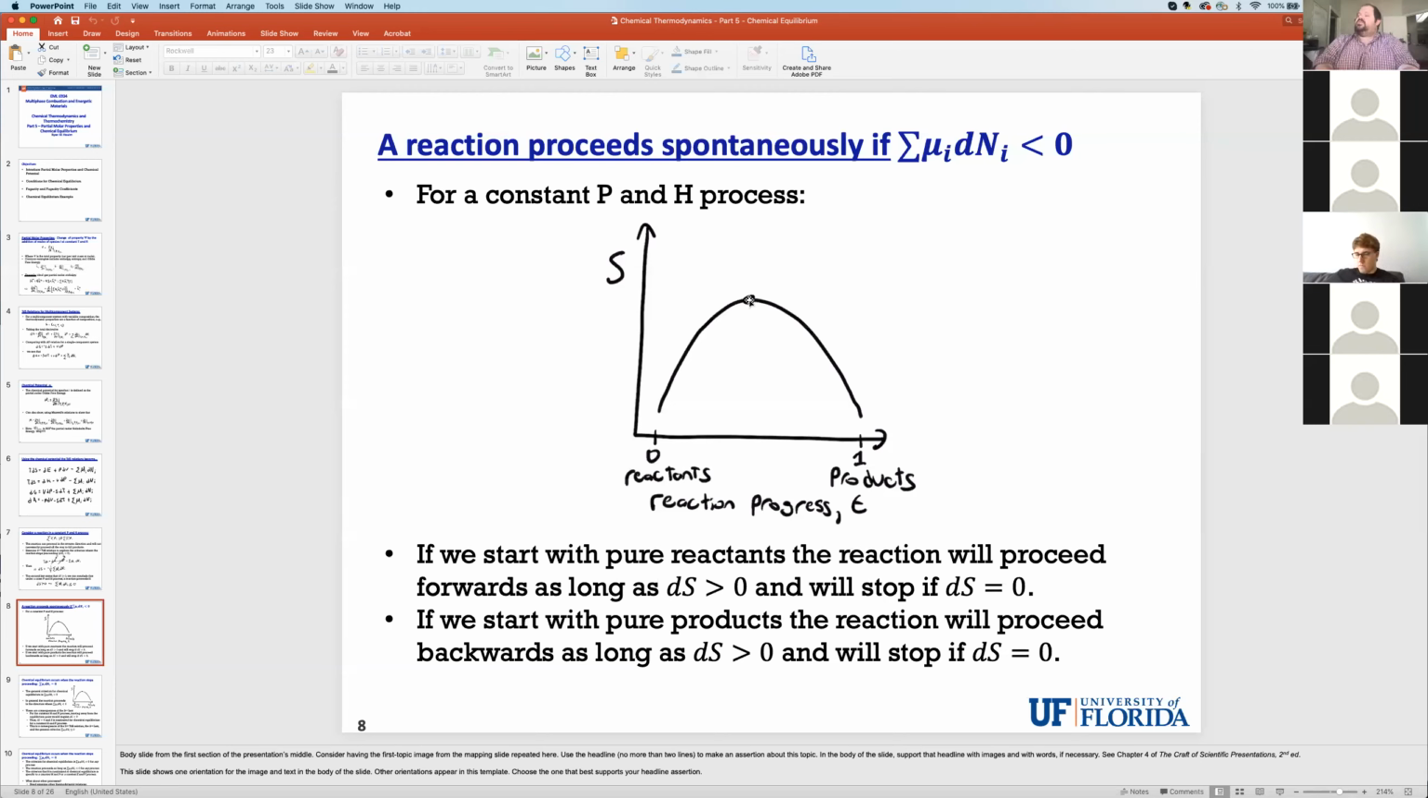So even if you start at pure products, the chemical reaction runs backwards until you hit the same equilibrium point. Okay, and so basically, if P and H are held constant, the entropy for the system is maximized, and that maximum is the chemical equilibrium point. Okay, are there any questions?